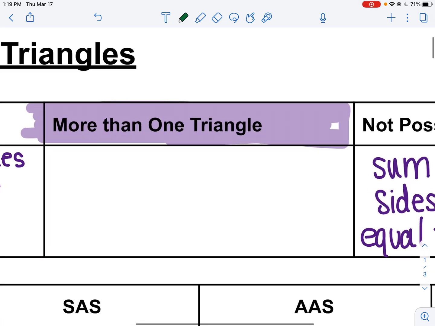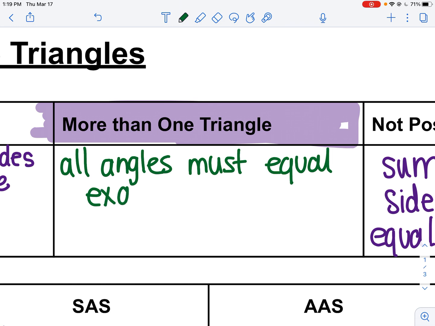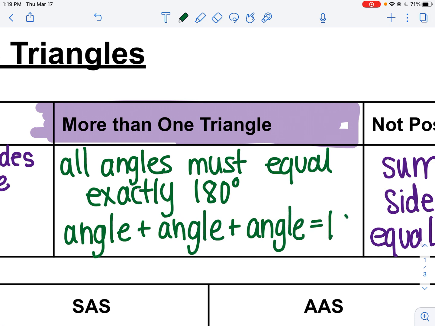We have already learned in our last lesson that all angles in a triangle must equal exactly 180 degrees. They cannot equal less and they cannot equal more. If not, they're not a triangle. So if you are given 3 angles, like you were in the last lesson, and you take that angle plus the second angle plus the third angle, and they equal 180 degrees, you use this label, more than one triangle.